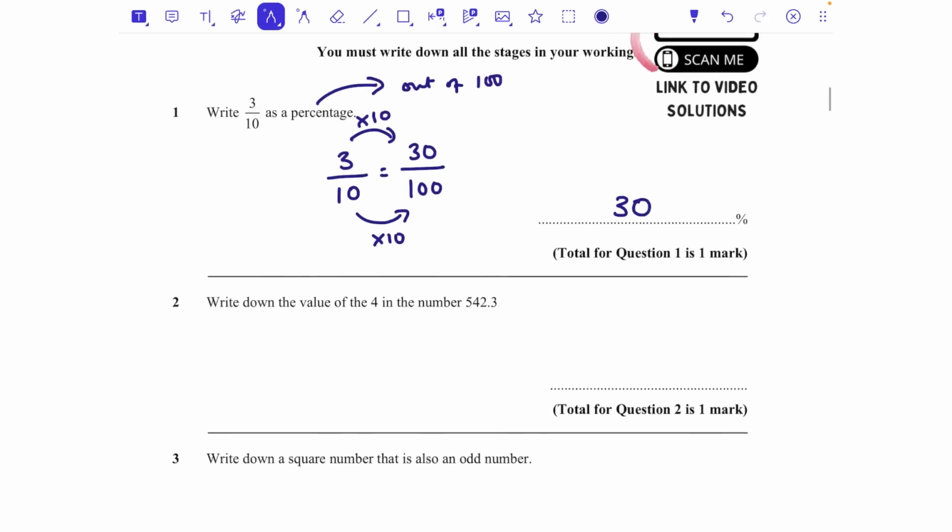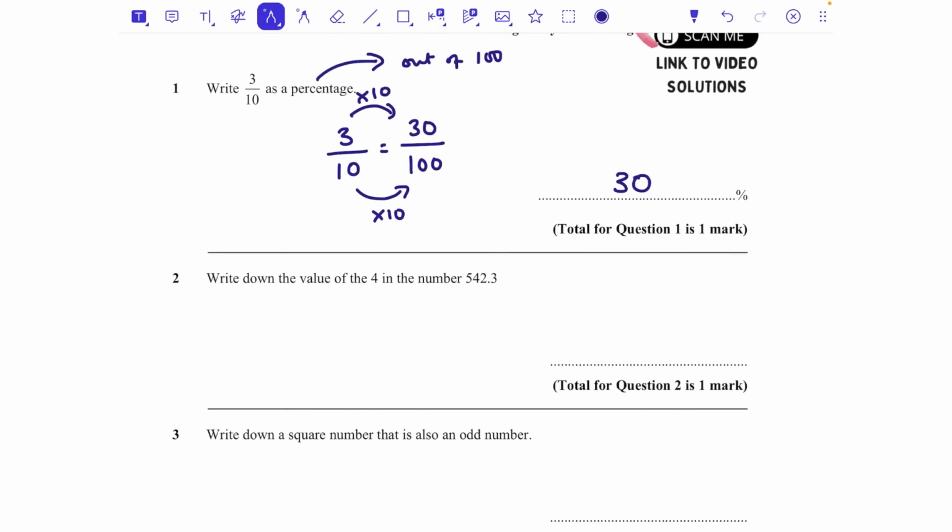Question number 2, write down the value of the 4 in the number 542.3. Well, the 4 is in the tens column. So it's 4 tens, and you can either write 4 tens or you can write 40, but you can't just write tens. Yes, it's in the tens column, but that isn't the value of the 4. The value of the 4 is 40.